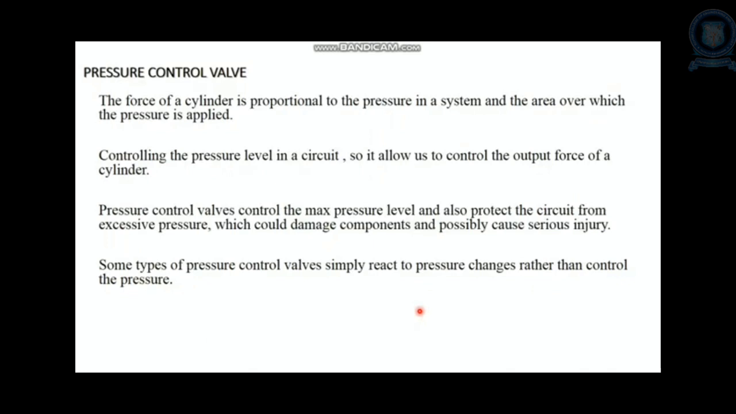Then, the next type of valve is the pressure control valve. The force of a cylinder is proportional to the pressure in the system and the area over which the pressure is applied. This pressure control valve controls the pressure level in a circuit, so it allows us to control the output force of the cylinder. The pressure control valves control the maximum pressure level and also protect the circuit from excessive pressure in the system. Sometimes the pressure control valves simply react to pressure changes rather than control the pressure.